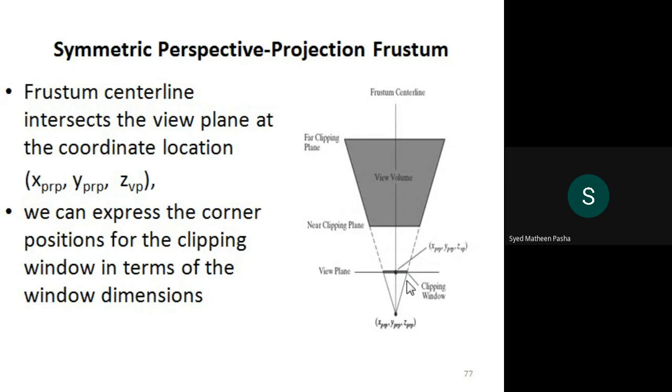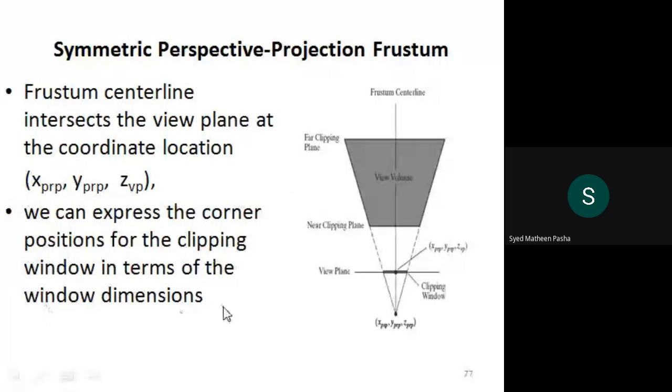Then with respect to the symmetric frustum, there is some intersection happening here with respect to the clipping plane as well as the view plane. At that point, there is some location. The coordinate location is defined with respect to x perspective point, y perspective point, as well as z perspective point. How can we express these points with respect to the corner positions of window dimensions?